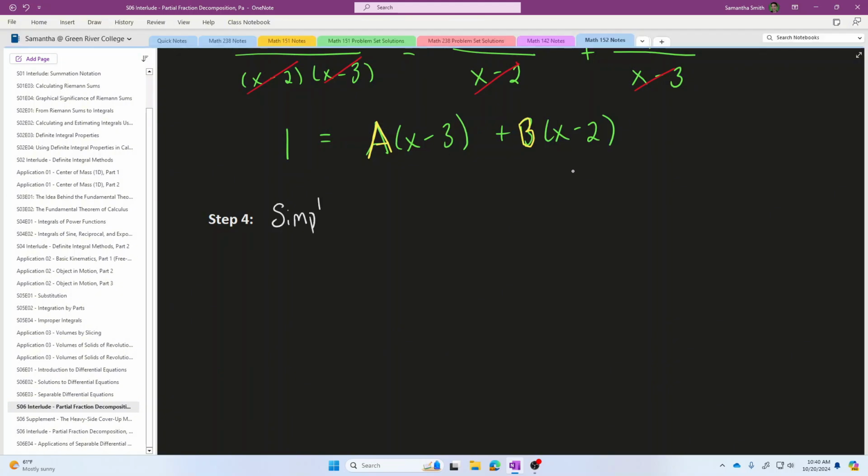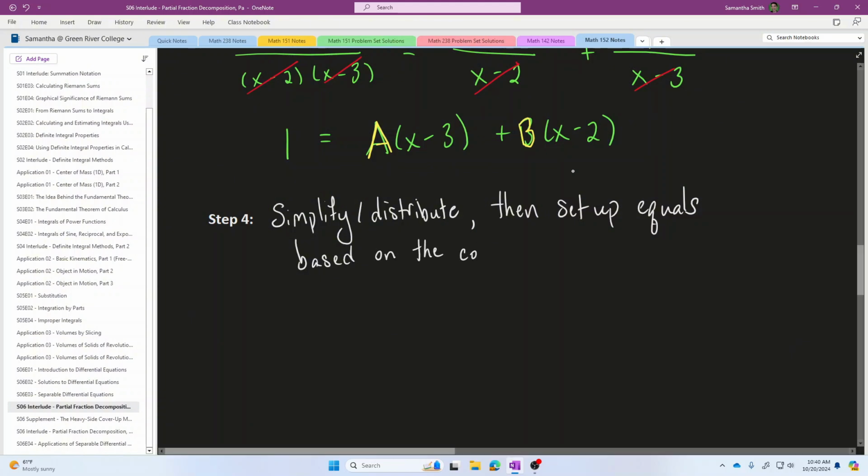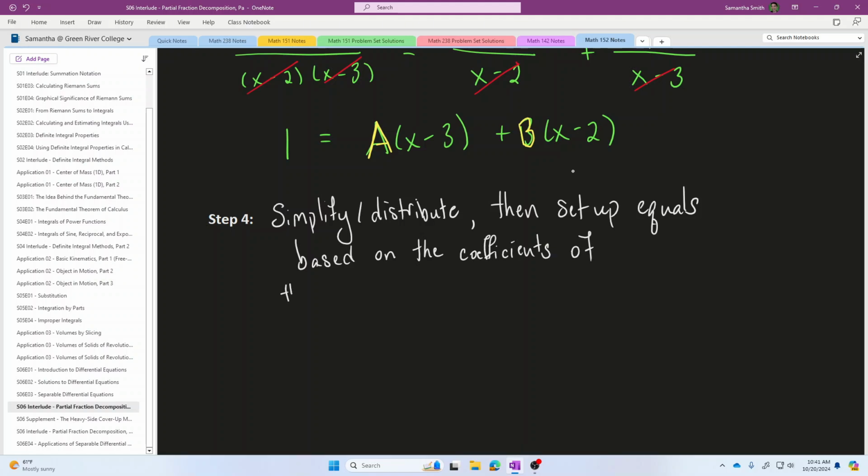The first thing that I'm going to do is simplify and distribute this equation that I've written down in step 3, then set up equations based on the coefficients of the constant terms, the x terms, if you have any x squared terms, etc.